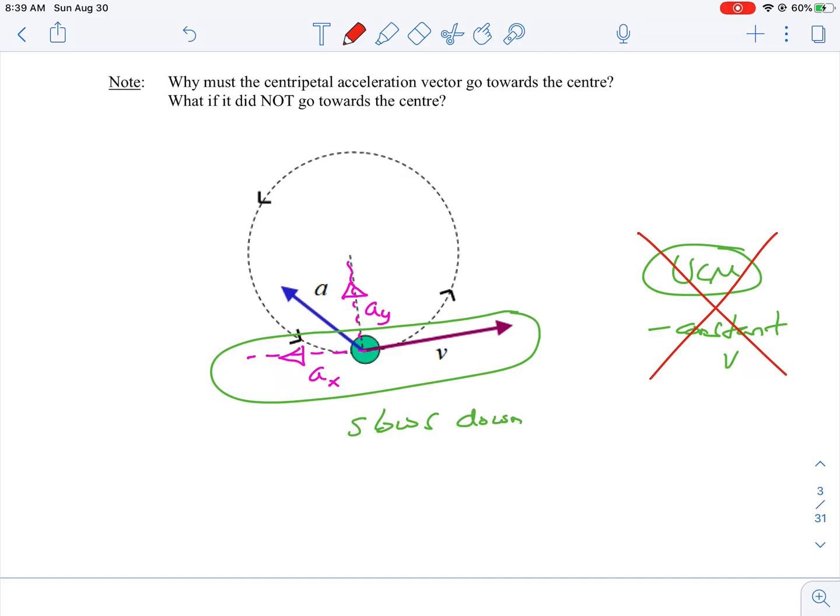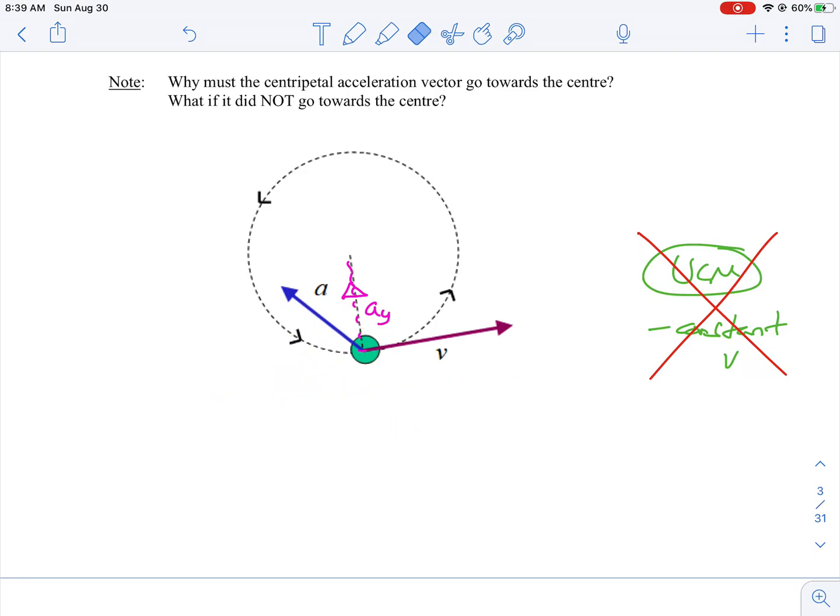So to make it clear, if you want this thing to go at a constant speed, you cannot have that X component at all. So if I do some creative erasing and get rid of the X component, which gets rid of this diagonal vector, you're left with just AY. You can see that AY is not going with the velocity, so it doesn't speed it up. It's not going against the velocity, so it doesn't slow it down. It just changes its direction. That's why it has to be perpendicular to the velocity. Good, hope that makes sense to you.